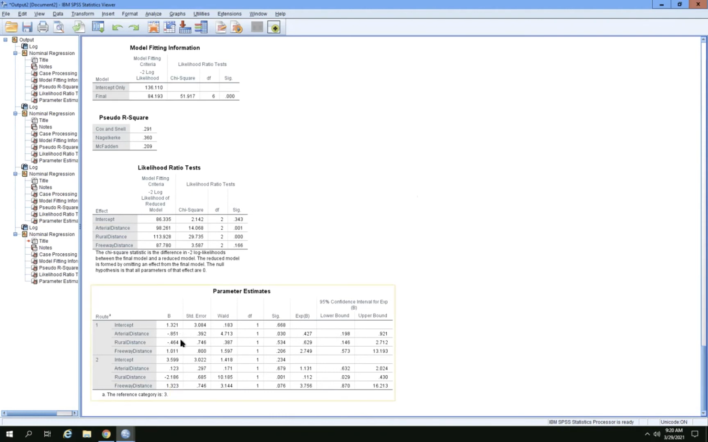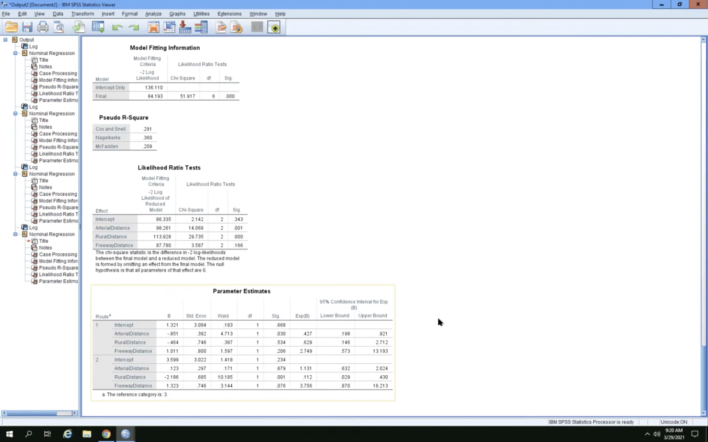Interestingly, we do also see that as the distance on the rural road increases, the likelihood of taking the arterial actually decreases as well. And so it looks like collectively what's probably happening here in this residential area, if you're very far away from the central business district, there's a general preference towards the freeway versus either of those other routes specifically.